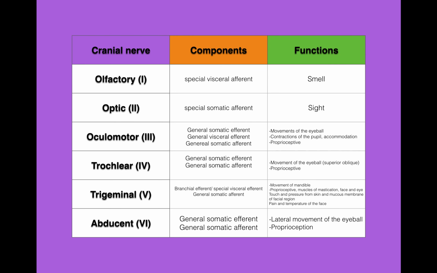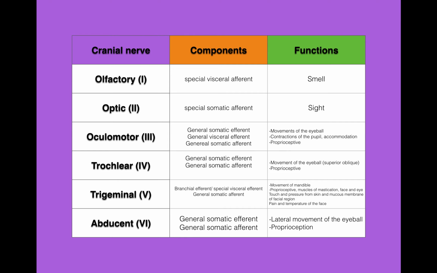And now we will have a look at the components and the functions of these nerves. So we have the olfactory nerve, which has the special visceral afferent, and it aids in olfaction. And then we have the optic nerve, which has the special somatic afferent and aids in vision. And then we have the oculomotor nerve, which has general somatic efferent, general visceral efferent, and general somatic afferent components. And the functions are movements of the eyeball, the contraction of the pupil and accommodation, and proprioception.